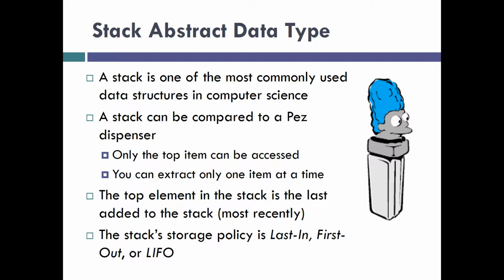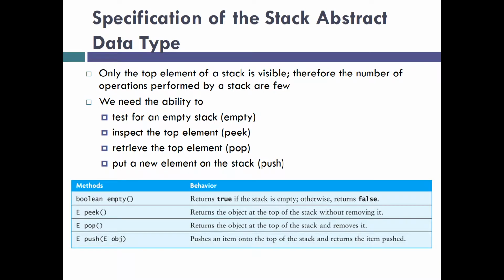So you can only access the top item, only get one item at a time. And again, these are the 4 methods that you have, and we've already gone through them. You can check if the stack is empty. You can look at the top element. You can remove the top element and return it to you. And the last one, you push an element on top of the stack. Make sense to everybody?